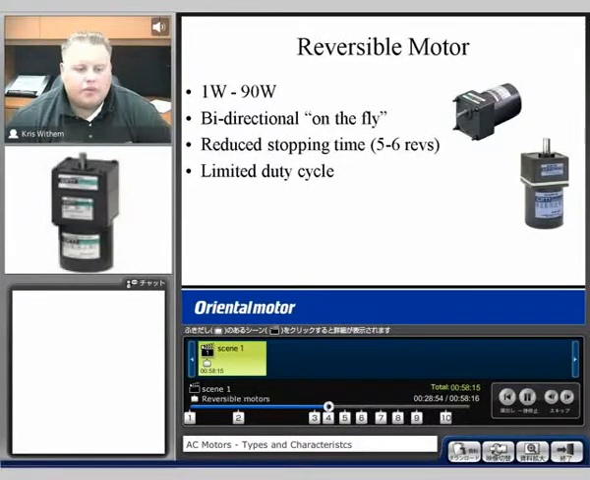The reversible motor is available between 1 and 90 watt motors. They're bidirectional, so they can switch on the fly. There's no stopping, like on the AC induction motors. The reduced stopping time of 5 to 6 revolutions per minute is because of a brake shoe that's involved inside the motor, which we're going to go over. Limited duty cycle. This is different from the AC induction motor in the aspect of the AC induction motors could run continuously all day and all night. The reversible motors are limited to a 30-minute duty cycle. So if they're on for 30 minutes, they will need to be off for 30 minutes.